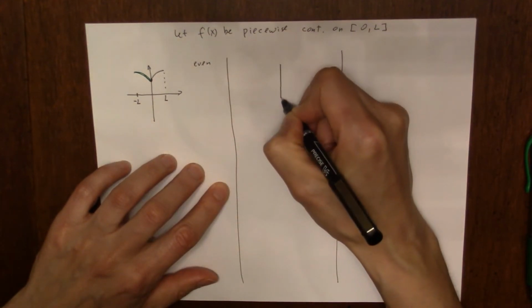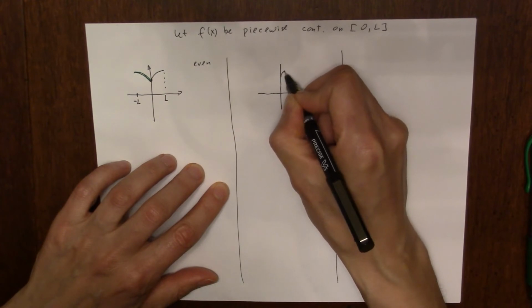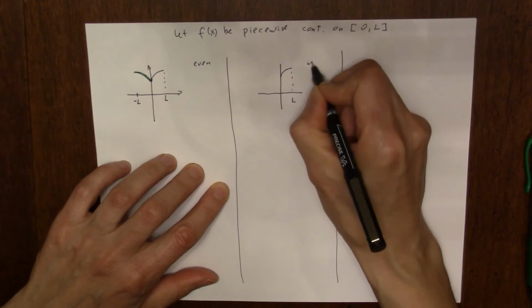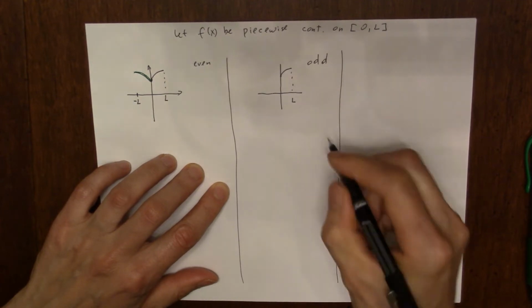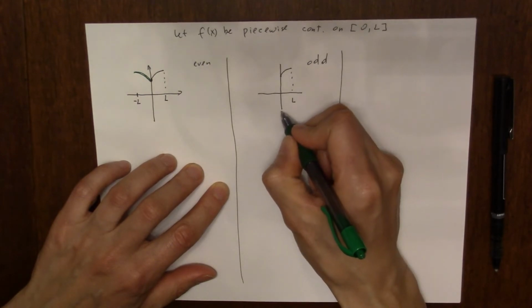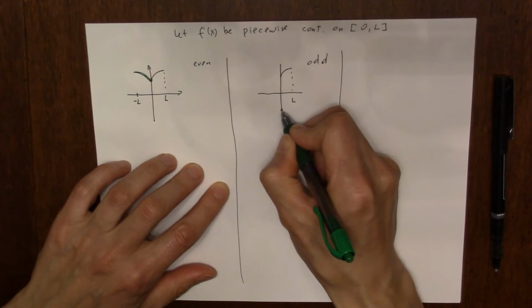Or we can pretend that our function is odd. Then extension is going to look like this.